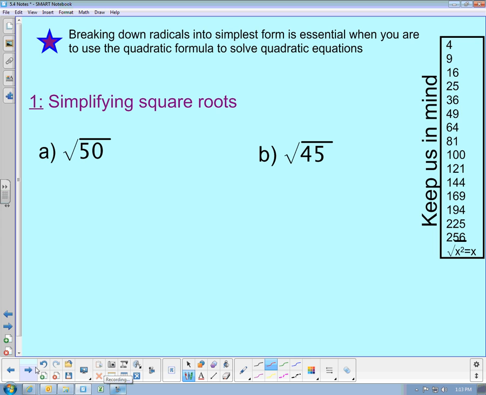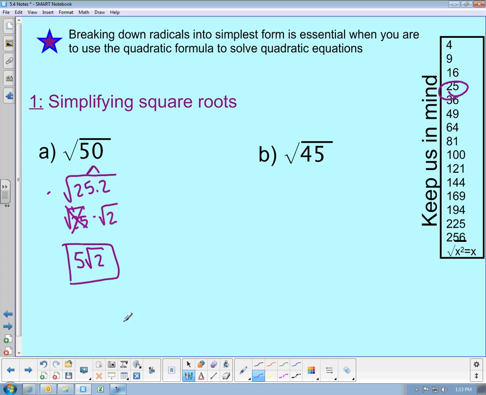So, simplifying square roots, let's take a look at the square root of 50. What I want to think about is what perfect square factors can I break 50 apart into? If I split 50 into 25 and 2, 25 is a perfect square. So that's the same thing as saying the square root of 25 times 2, which is the same thing as the square root of 25 times the square root of 2, and the square root of 25 is 5. So I have 5 times the square root of 2 as that simplified expression.